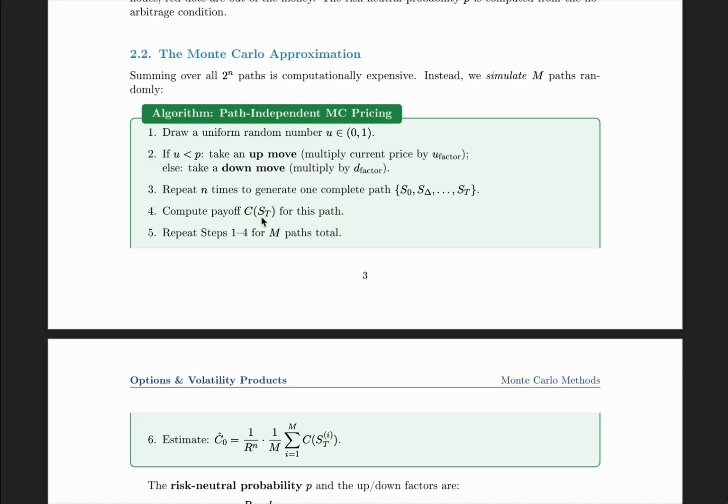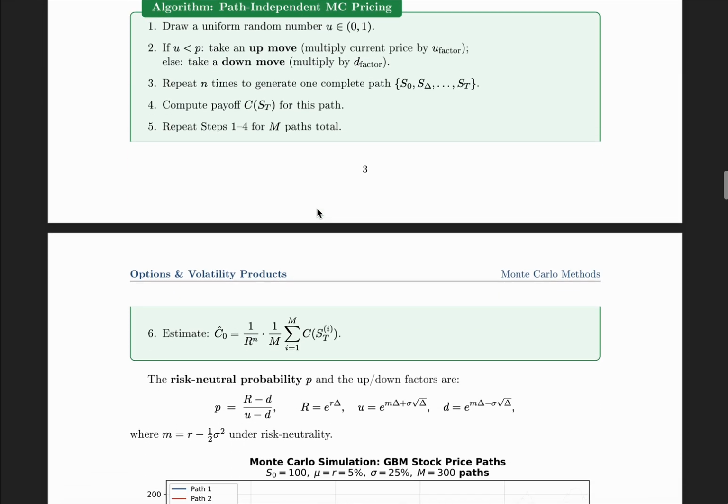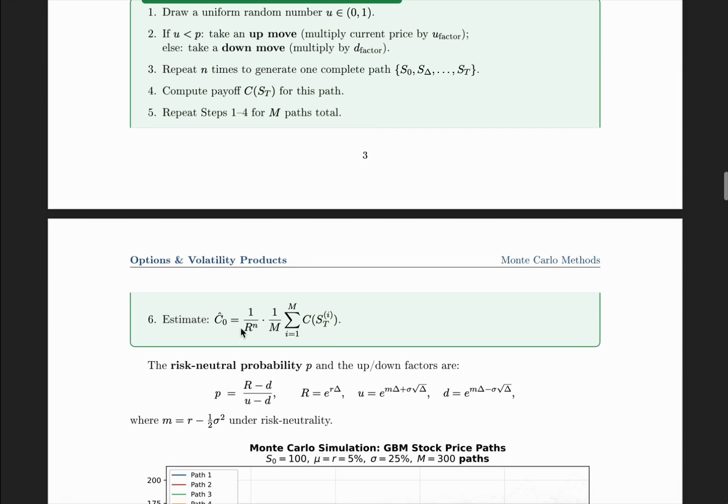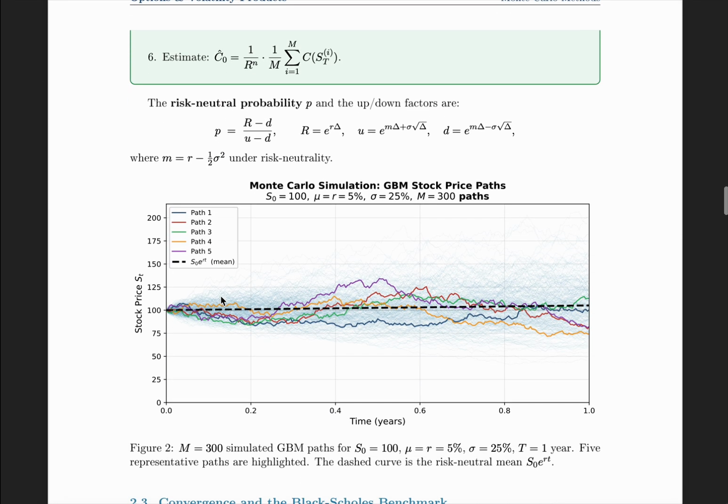Plug it into the call price payoff function, we get the call price in that possible future. Simulate this n times. Using the law of large numbers, we can estimate the ending call price, right? So here's a visualization of what this looks like as the number of paths gets very large.